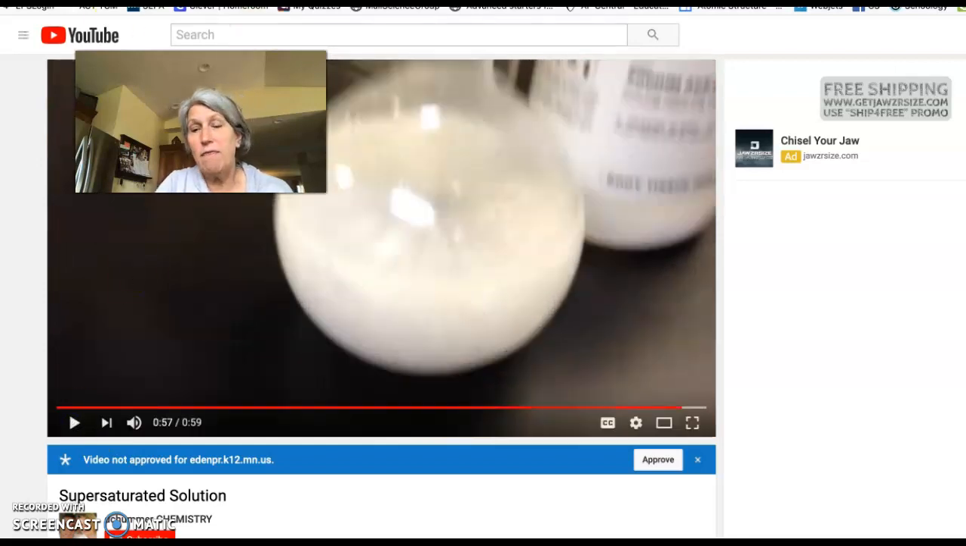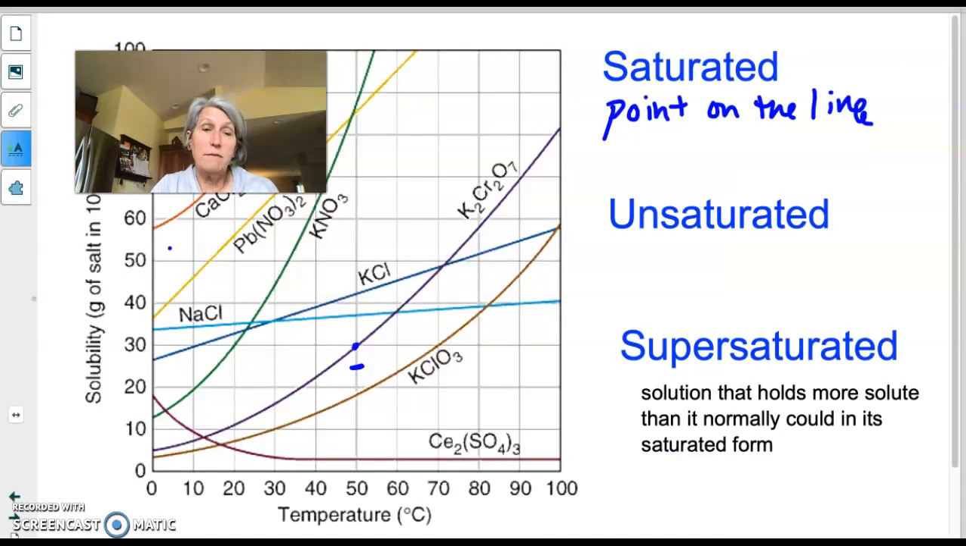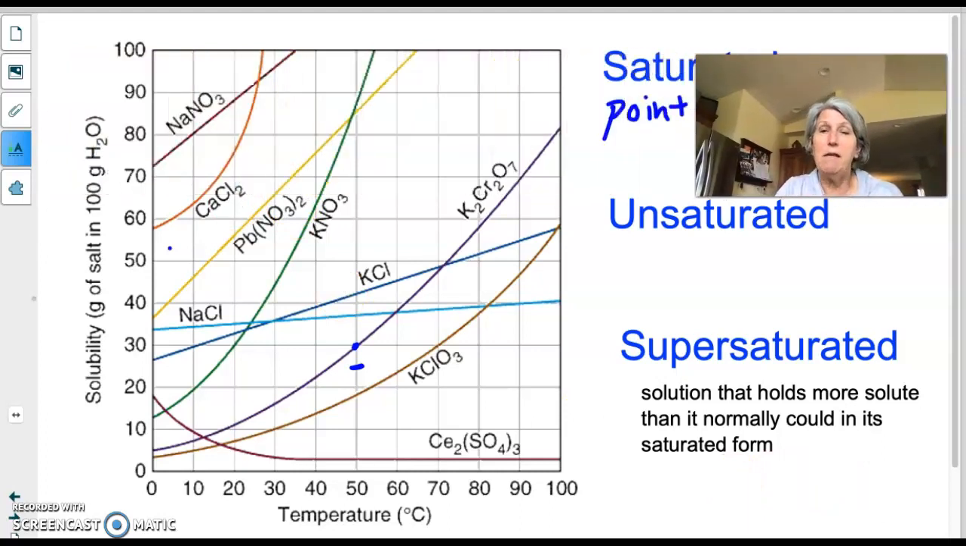All right, so that's an example of a supersaturated solution. They're not very common. You have to do some unique things and they're kind of difficult to make. But these are also the things that are used in hand warmers, the reusable kind. So those would be a supersaturated solution.